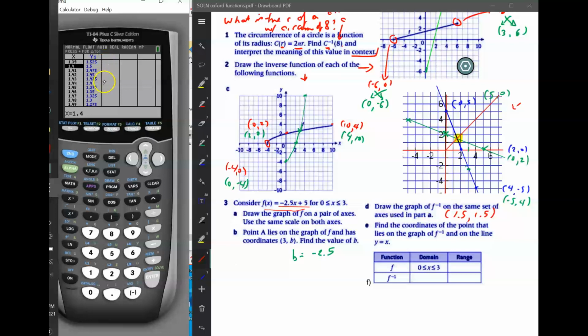Now, is there a match here? I get really close. Look at this. I get really close here. So what I'm going to do now is change the step size to 0.001.